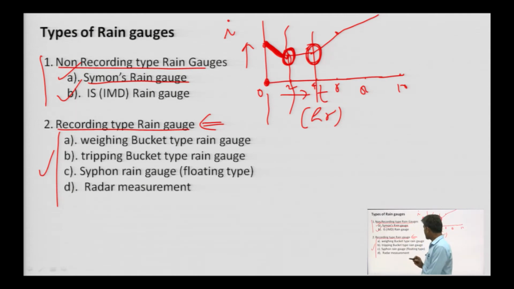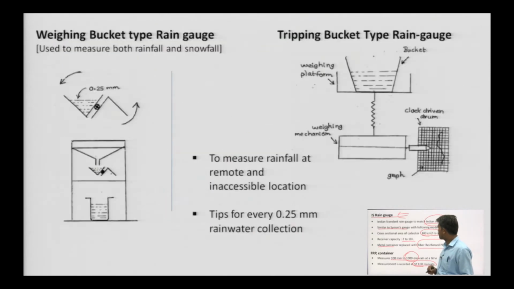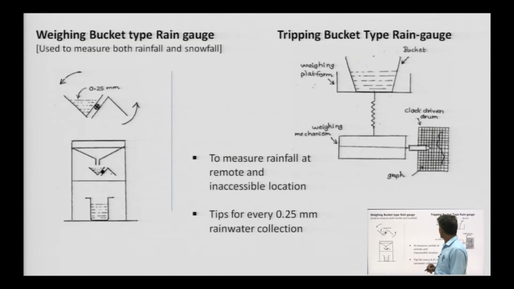Next I will tell you about different rain gauges which can record the precipitation also. First one is the weighing bucket type rain gauge. What is the concept behind this rain gauge? The concept is very simple. Look here.